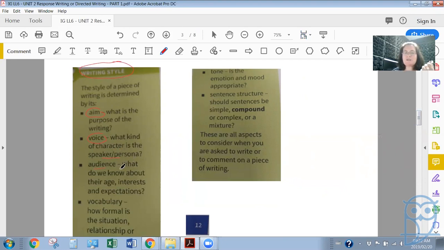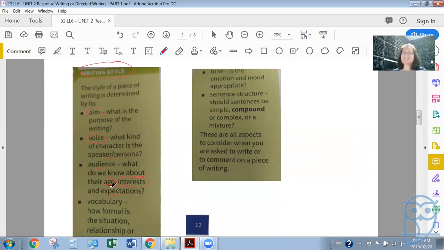Audience. What do we know about their age, their interests, and their expectations? If we look at this newspaper article, who do you think the audience is in this situation? If we take into account age, do you think it's written for toddlers? If we look at interests, who's interested in this? That's a difficult one, because you don't always know what people's interests are, but your background will come a lot into this section, interests.